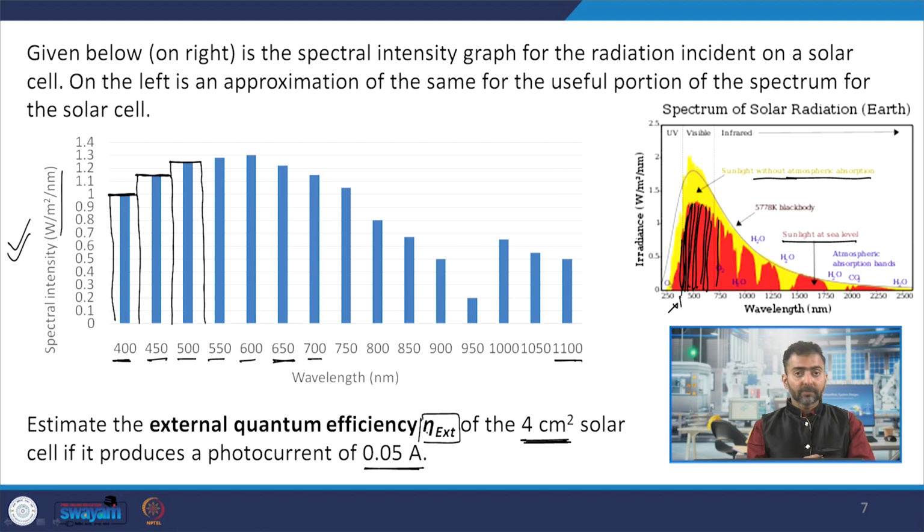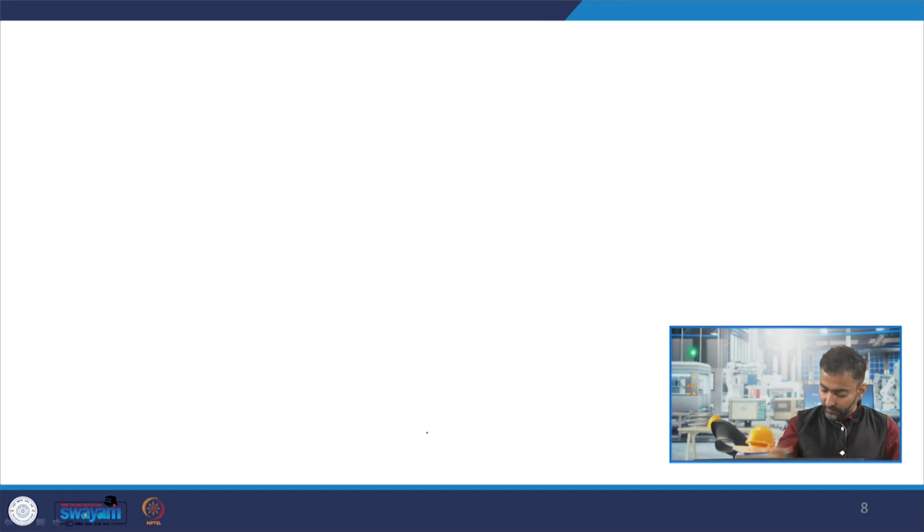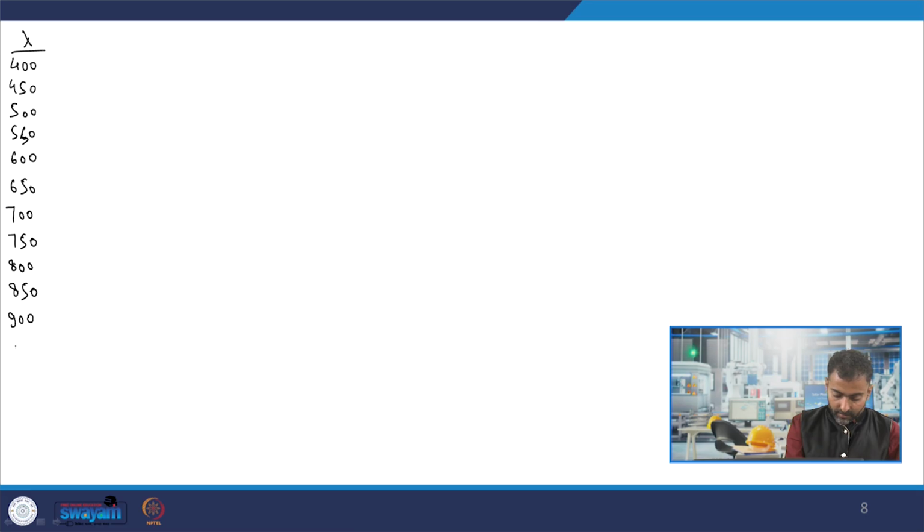So, let us look at a quick solution of this before we end today's class. The best approach for solving this would be tabular format. You can create a table of this sort, with lambda in the first column, and we are taking these discrete values only: 400, 450, 500, 550, 600, 650, 700, 750, 800, 850, 900, 950, 1000, 1050 and 1100. So, those are the lambda values.